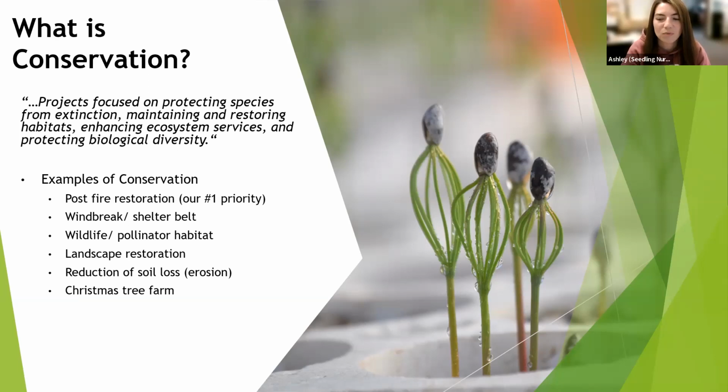And I'll get into this more when we cover the conservation verification checklist, but some examples of conservation are post-fire restoration. That is our #1 priority. Windbreaks and shelter belts are a common conservation practice that our seedlings are used for, as well as wildlife and pollinator habitat. And also Christmas tree farms are considered conservation, which I thought was really interesting.